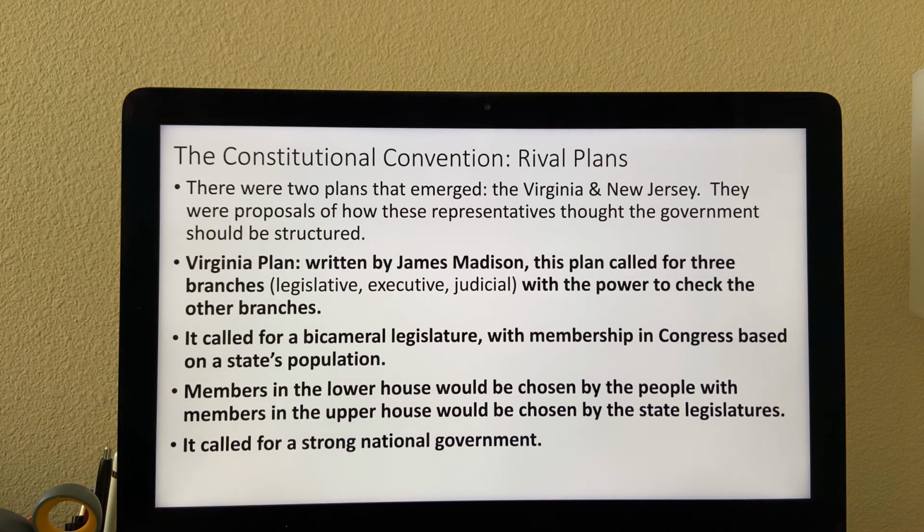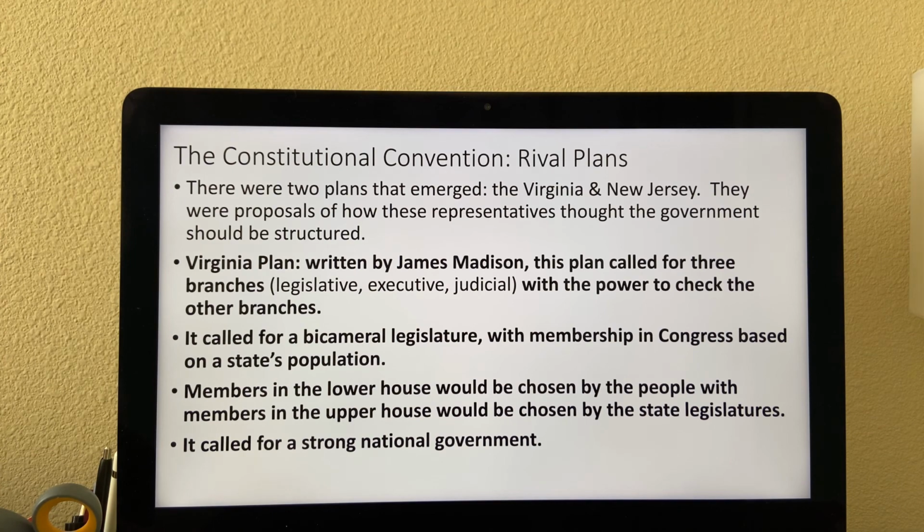And these proposals would structure how representatives would be chosen. So the Virginia plan was written by James Madison, and it called for three branches of government with the power to check other branches. So that means that they had the power of checks and balances. And they called for a bicameral legislature with membership based on the state's population.